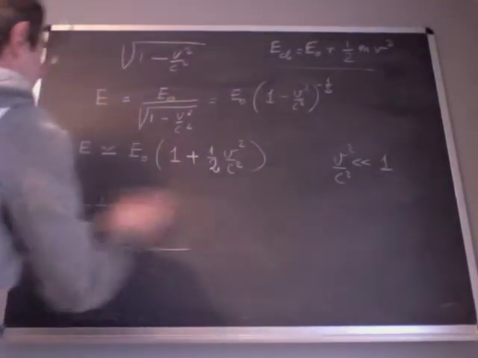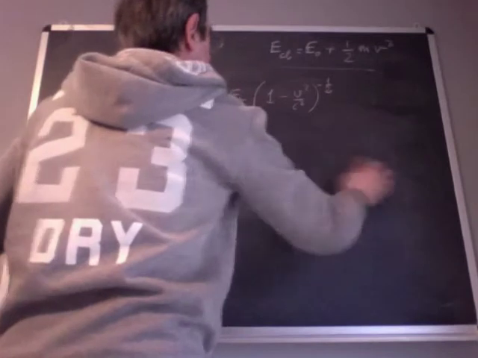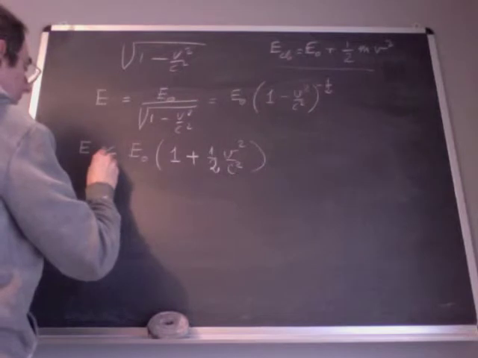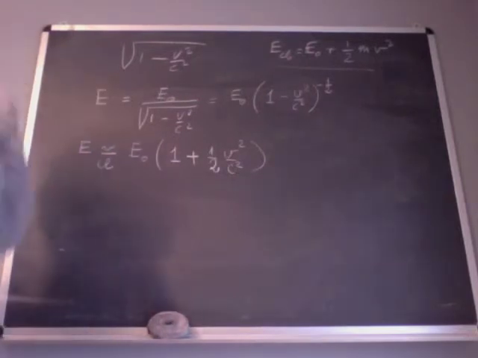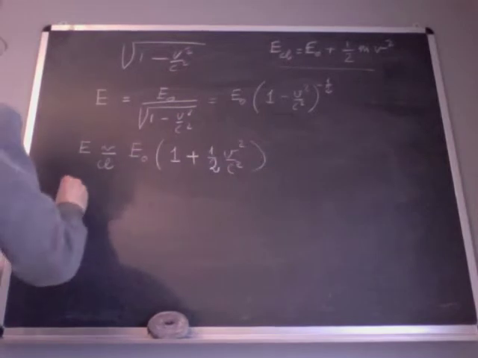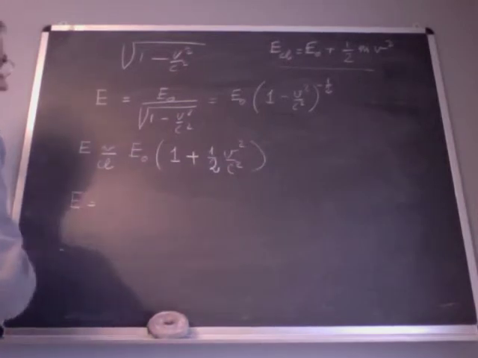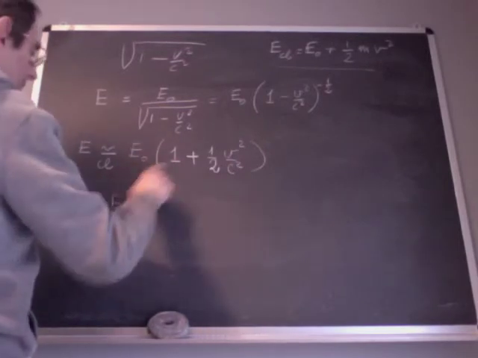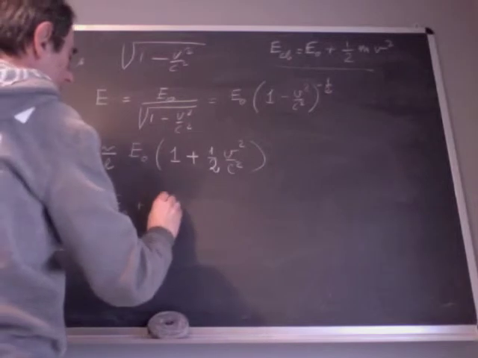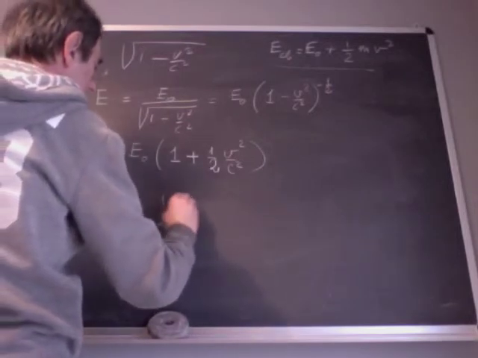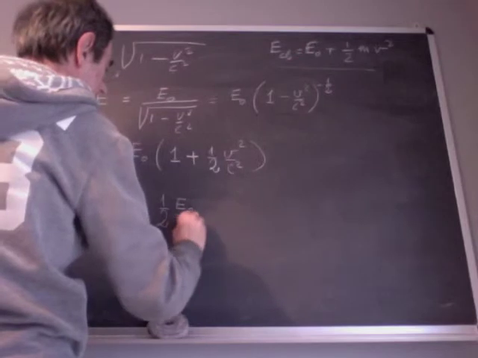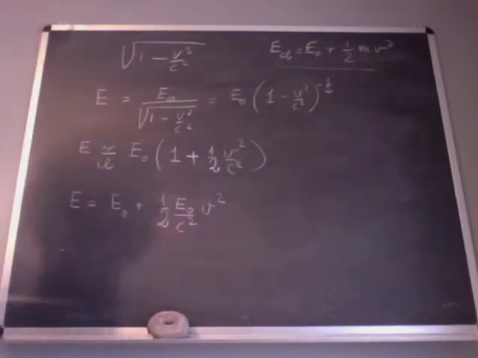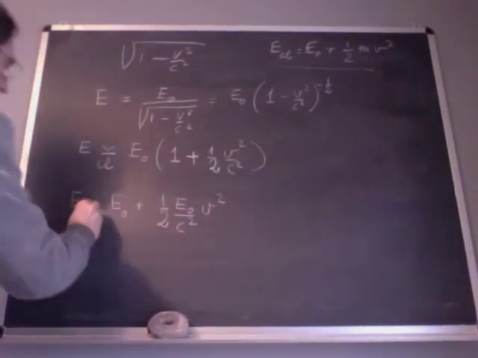Well, now I simply, this is in the classical approximation. So in the classical approximation, if I distribute, I've got E0 times 1, plus 1/2 E0 over c square v square. Okay? Classical.